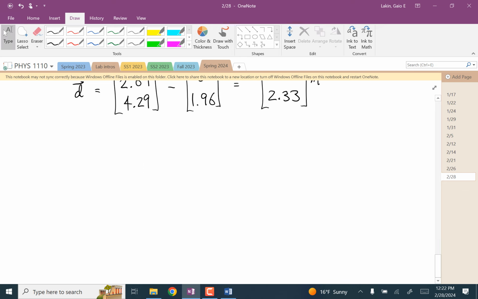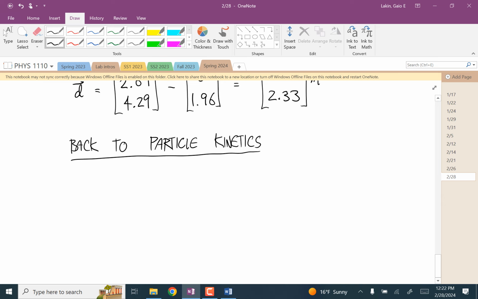Okay, so now we're getting back to particle kinetics. And I said last time that we're going to break up forces into categories like this. First is the weight force. We know that that acts straight down, and it's equal to the mass of the object times the acceleration of gravity in free fall.